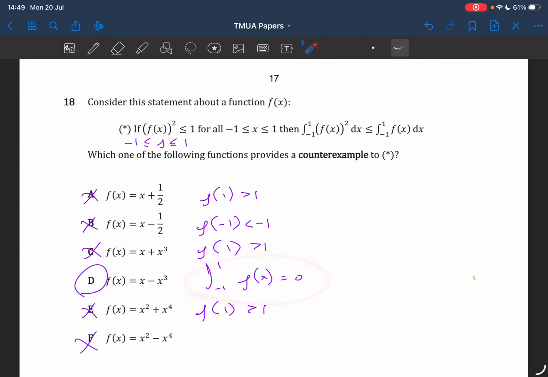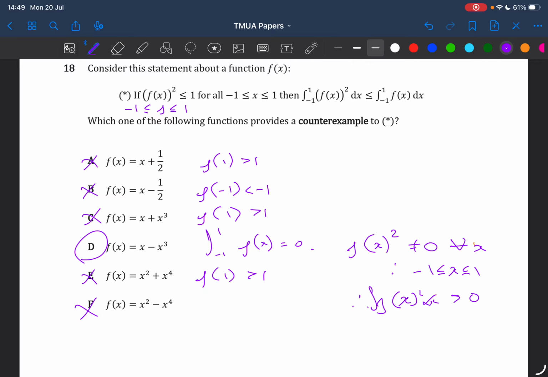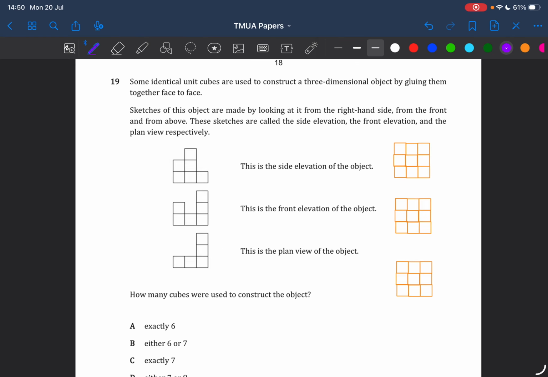Double checking that then. So yeah, if we think about this, what we have is that f of x squared is bigger than 0, or basically it's not equal to 0 for all x such that x is between minus 1 and 1. So therefore, when we do the integral, it is bigger than 0. Just definitely. And this is 0, so this one is not smaller than this one. Let's double check that is correct. 18. Correct answer is D. Lovely. 19 then.